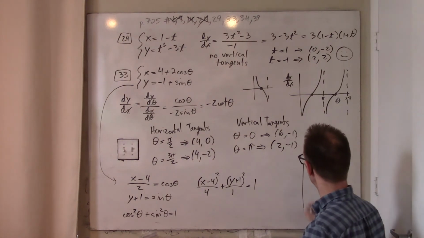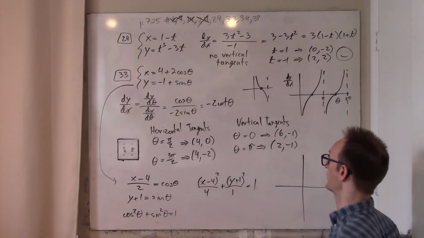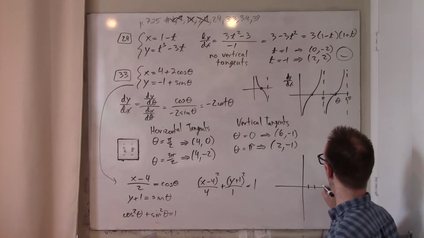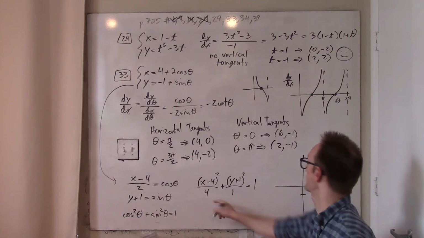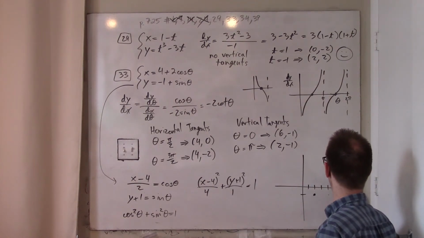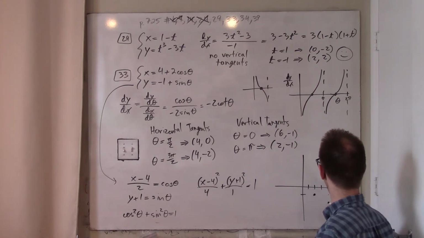So what is this? It's an ellipse which has been moved 4 to the right and down 1. So 1, 2, 3, 4, and down 1. There's the center. X has been stretched out by a factor of 2, and y has been stretched out by a factor of 1.